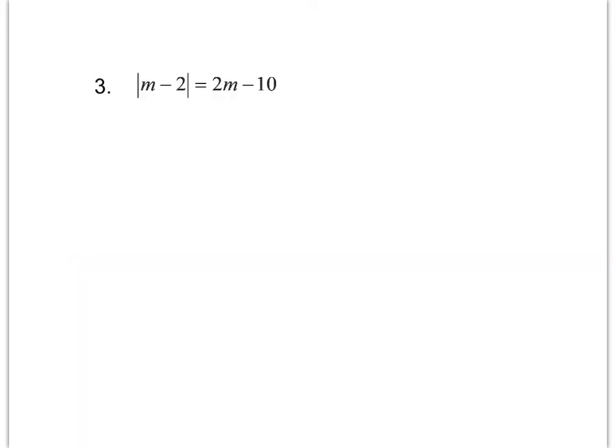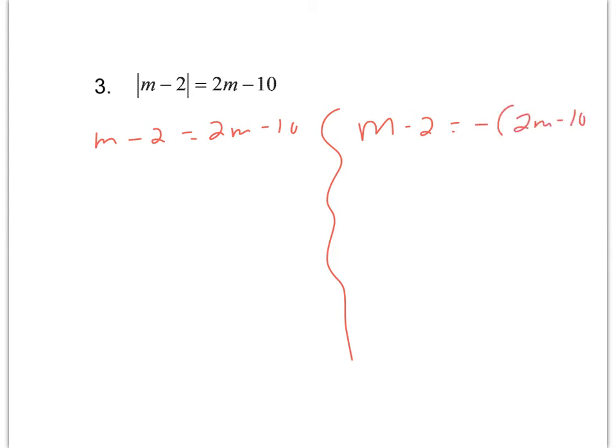Okay, let's try this one. Once again, I'm looking at my absolute value equation. I have the absolute value expression, m minus 2. Absolute value of m minus 2 is already by itself. So I'm just going to break this equation up into two, the positive and the negative. So I know that m minus 2 is equal to 2m minus 10, or m minus 2 is going to equal the negative of 2m minus 10.